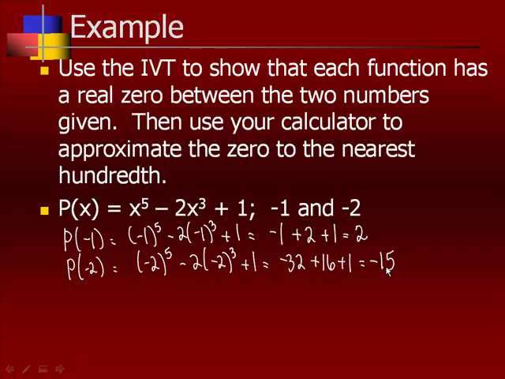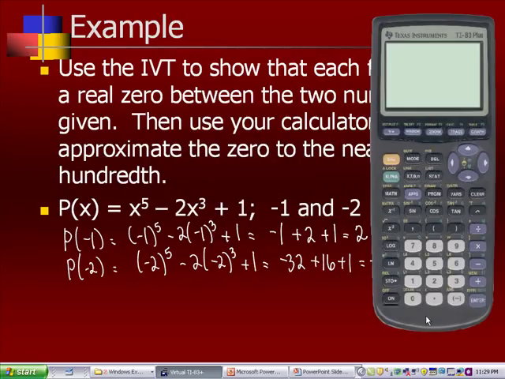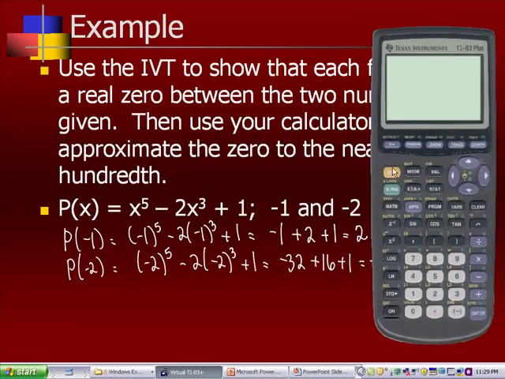Now, how are we going to use our calculator to find that? Well, we're going to go into our calculator and do x to the fifth minus 2x to the third plus 1. And let's go ahead and set y2 equal to 0. Whoops, forgot to zoom.